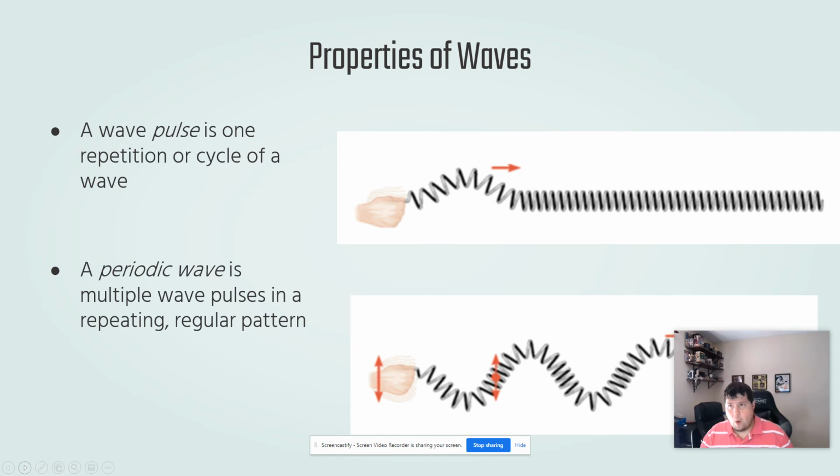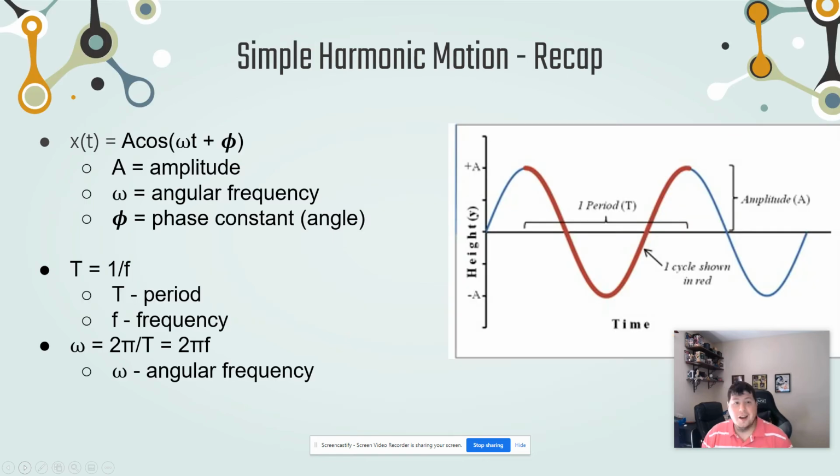And then what makes a wave is that the wave repeats. So you get a periodic wave when multiple wave pulses repeat in a regular pattern. Like this one here where the person's moving the slinky up and down and up and down, that's what really makes a wave, that periodic motion. I'm using that word because you might recall our very first module was talking about periodic motion or simple harmonic motion. So I want to do a quick recap about some concepts from periodic motion.